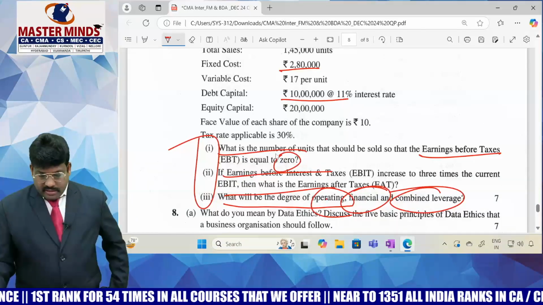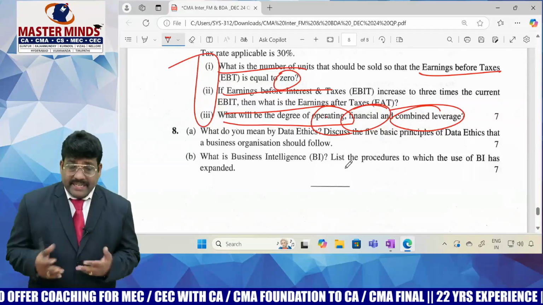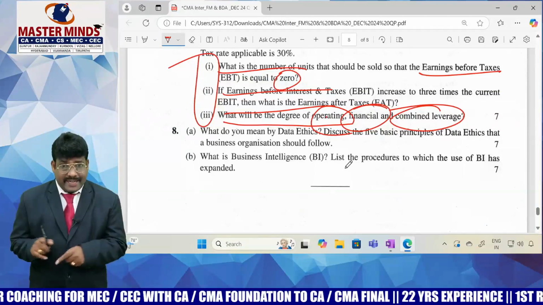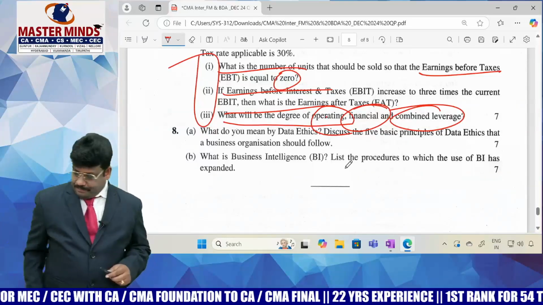Very easy, right? This is my opinion, dear students. Even though the examination is completed, instead of thinking about this question, concentrate on the next exam, right? All the best. Jai Hind.